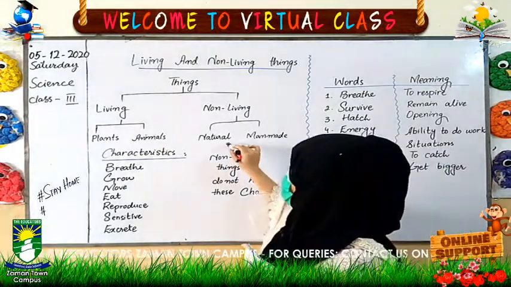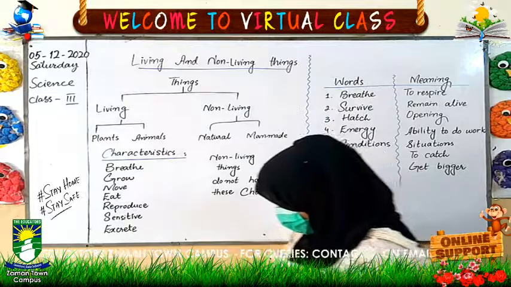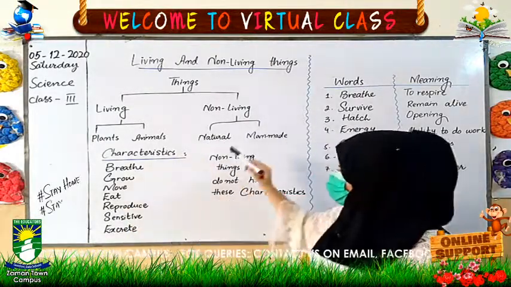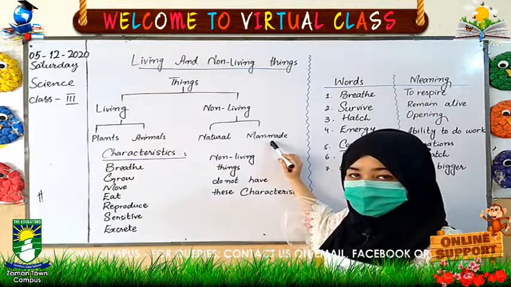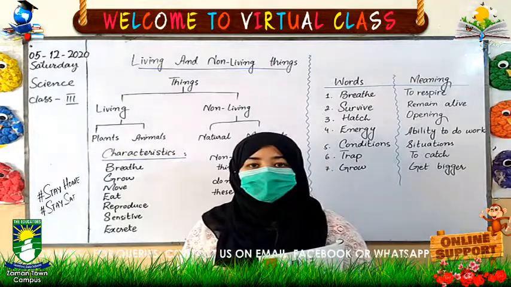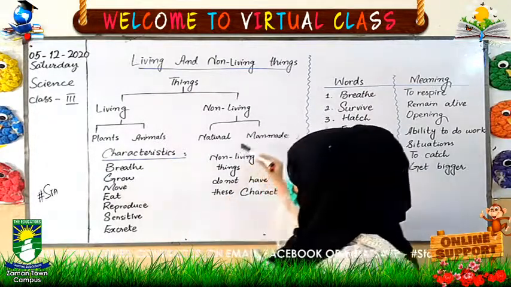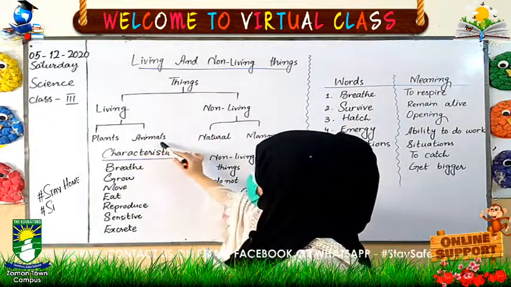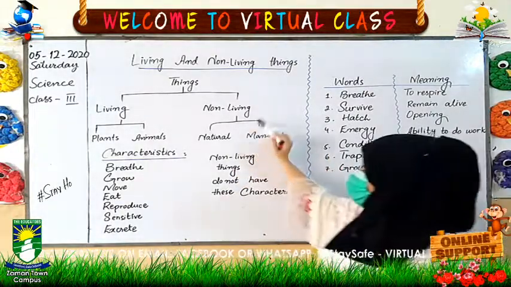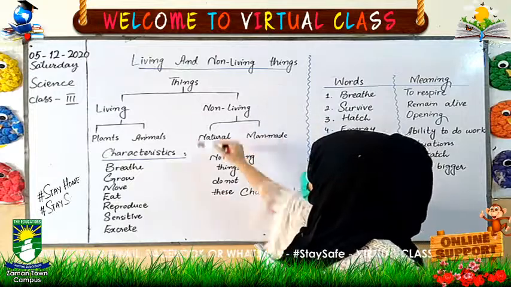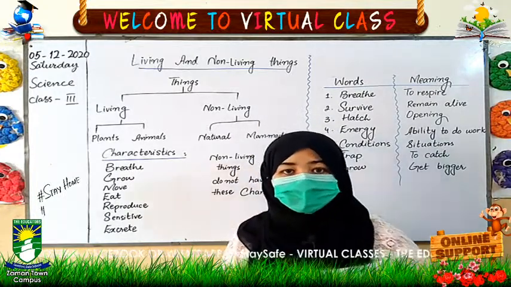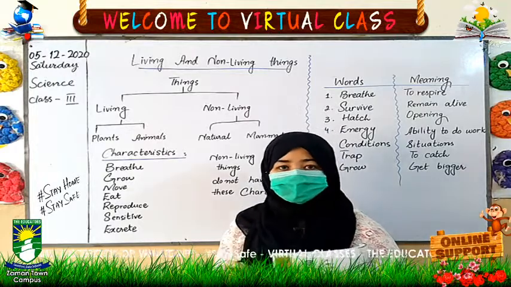What are natural things? Those things that are made by nature are called natural things. And what are man-made things? Those things that are made by man are called man-made things. Plants, animals, and human beings are also natural things. In this chapter, we are only going to learn about non-living natural things like mountains, rivers, stones, soil, etc.